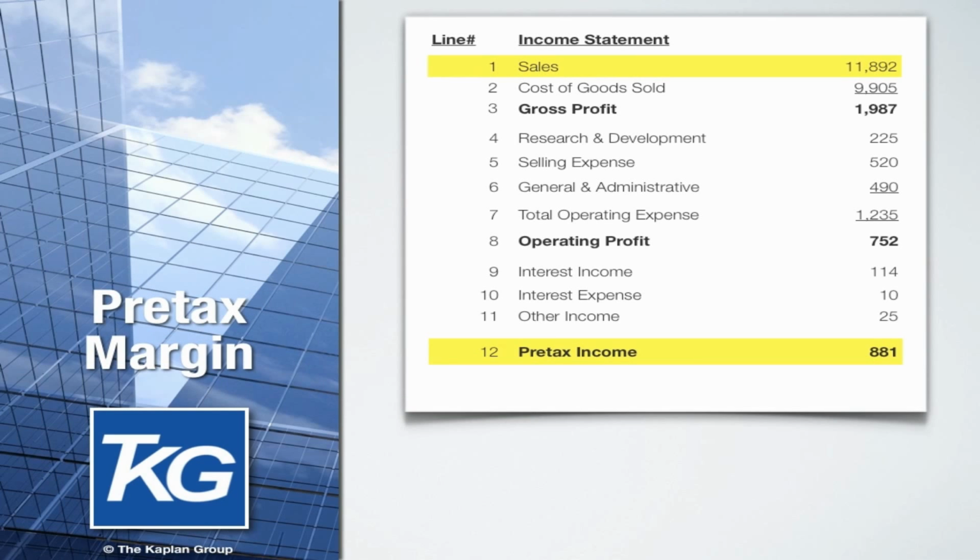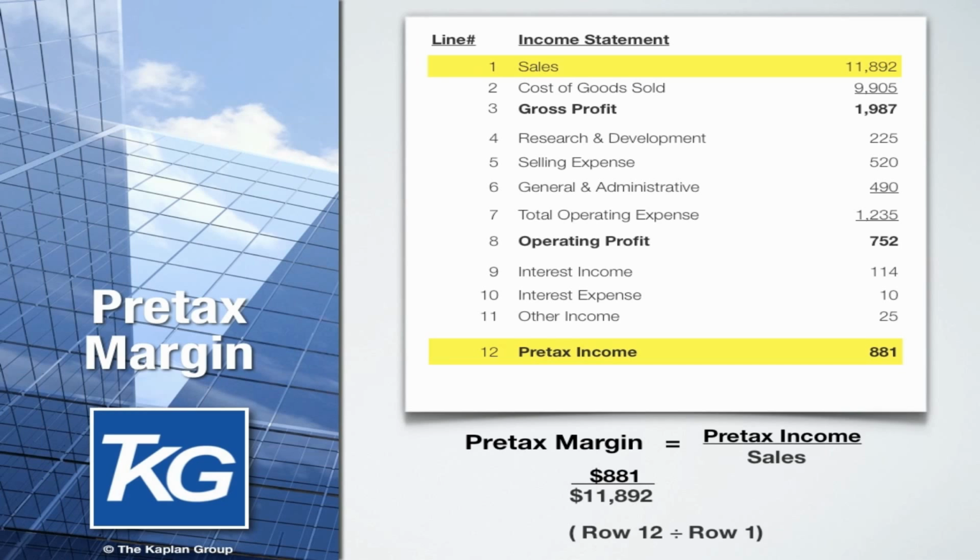The next profitability measure is pre-tax income. To calculate the pre-tax income margin, we divide pre-tax income of $881,000 by sales of $11,892,000, and we end up with a pre-tax margin of 7.4%.